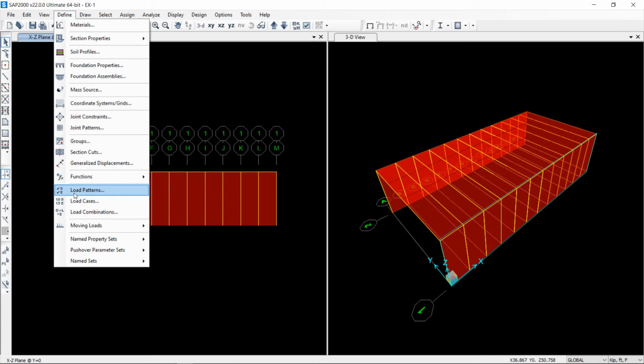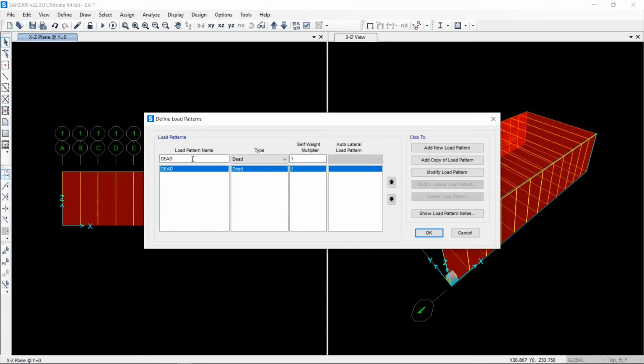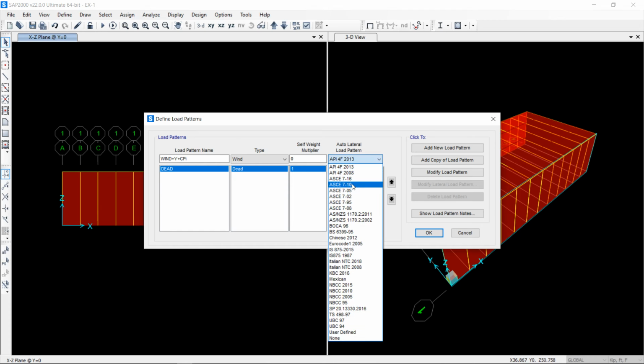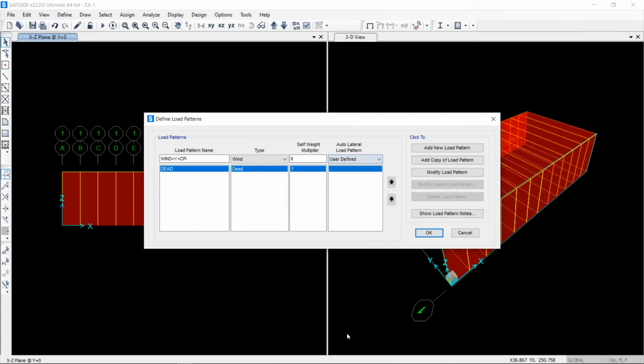Define load pattern. We are going to define wind load case, which is in positive y for positive GCpi. This type is wind. No, we are not following any standard. It will be user defined.